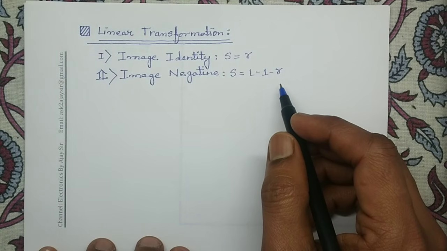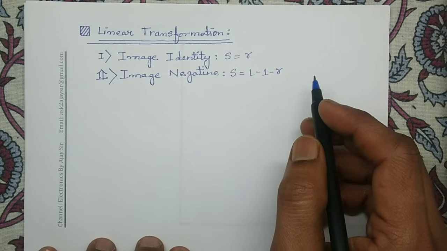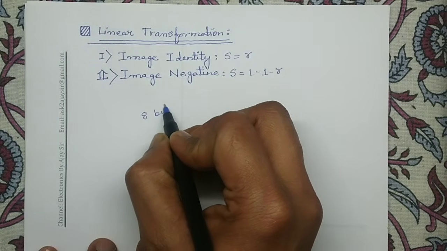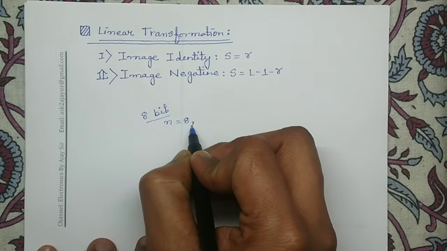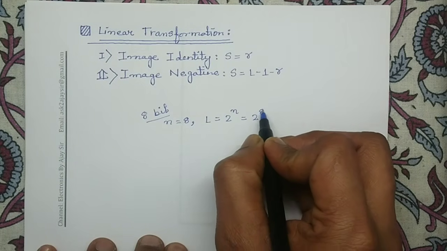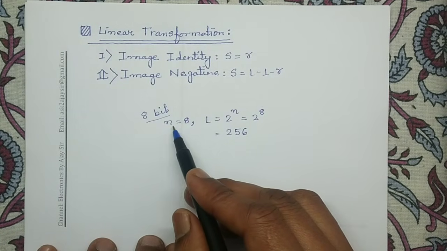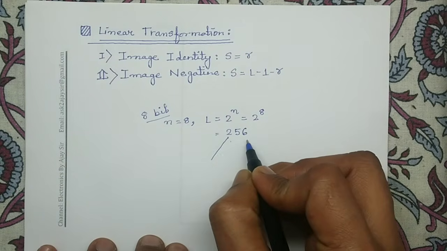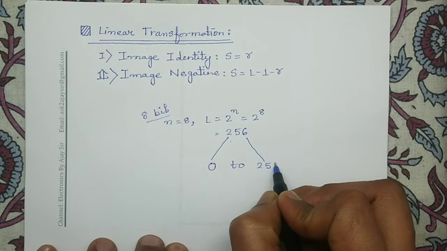So both of these methods we will discuss and we will plot their transformation curve also. In order to plot the transformation curve, we will use 8-bit image. For 8-bit image, that is for n equals to 8, value of L equals to 2 to the power n, that is equals to 2 to the power 8, which is 256. That is, for n equals to 8, number of gray levels is 256, and their representation starts from the gray level 0 and the maximum gray level is 255.